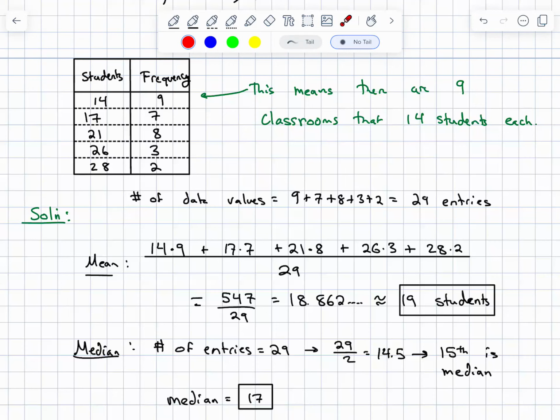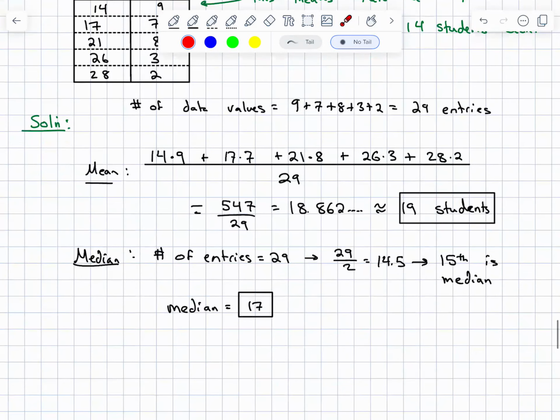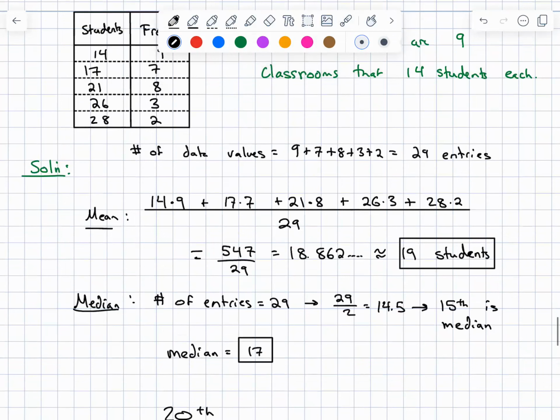Whereas let's say the median was the 20th entry, just for the sake of argument. That would mean it would be a 21 based on the entries. Because there would be 9 plus 7, that's 16, plus 8 would be 24. So there's 24 data values, and the 17th to the 24th are all 21s.